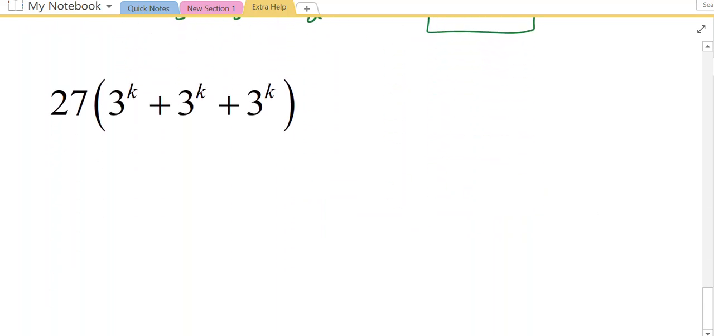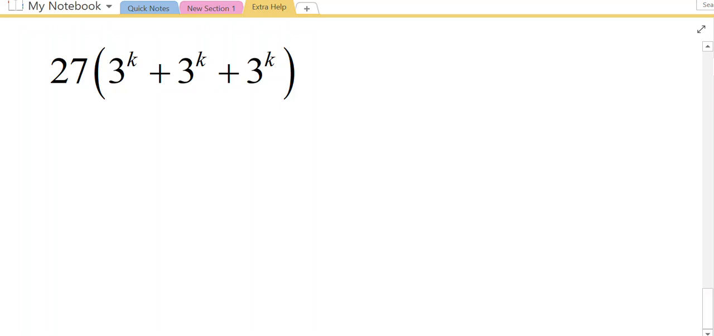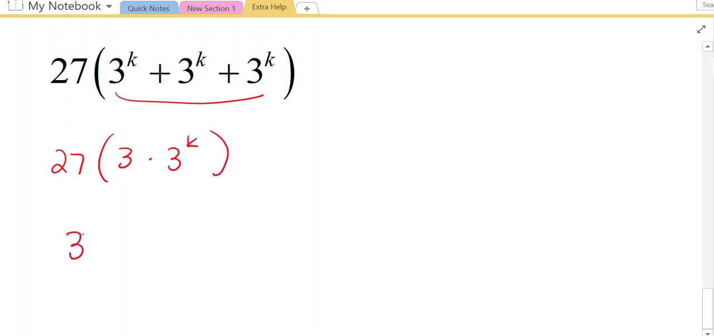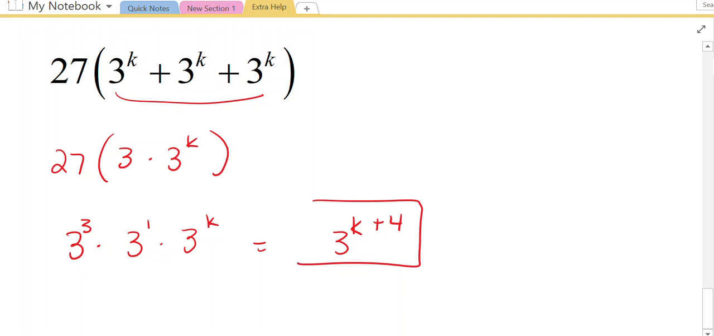I got one more. I want you to pause the video right now and see if you can do this one. Hopefully you've tried it. Okay. So here we have 27, and then here I have 3 of these 3 to the k's. I'm going to rewrite 27 as 3 cubed times 3 to the first times 3 to the k. Since my base is all 3, because we're all about that base in exponents, we get 3 to the k plus 4. We're going to add all those exponents.